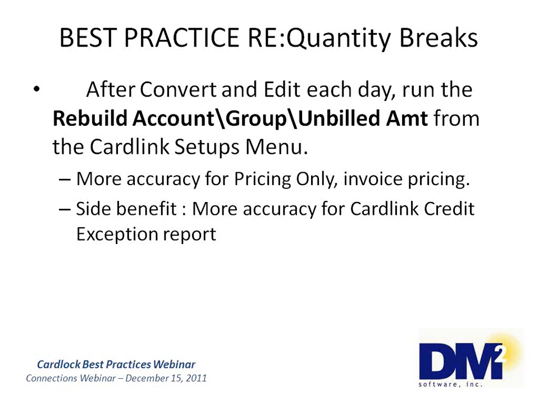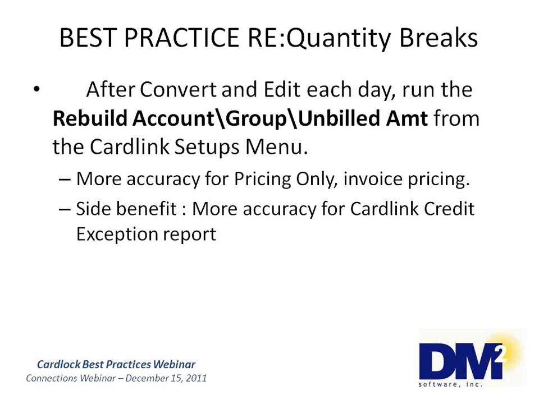Okay. Regarding quantity breaks, after you convert and edit every day, if you're using either form of quantity breaks, you want to run the rebuild account group unbilled amount from the Cardlock setups menu. It's a utility. As far back as I can remember, that utility's been out there. In the next screen, it's going to tell you what it does. It'll give you more accuracy for pricing only and for invoice printing.